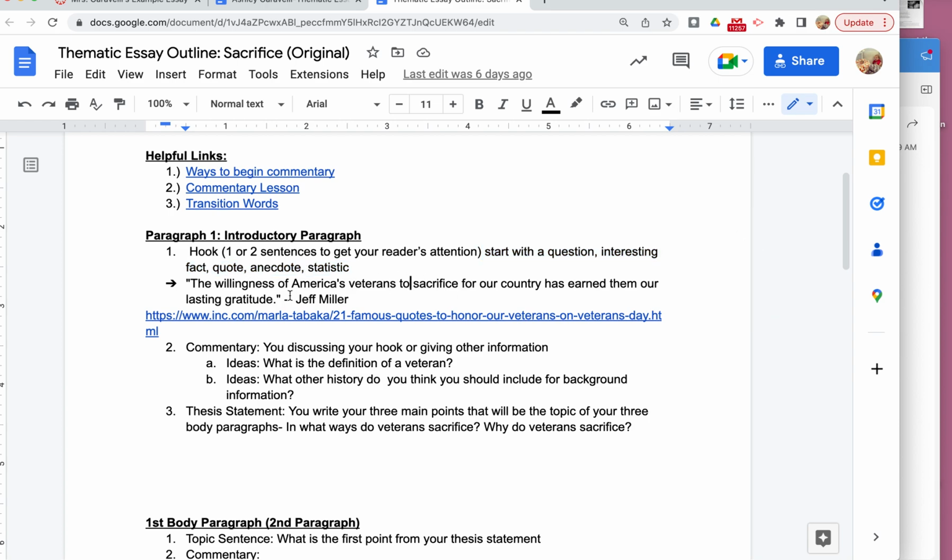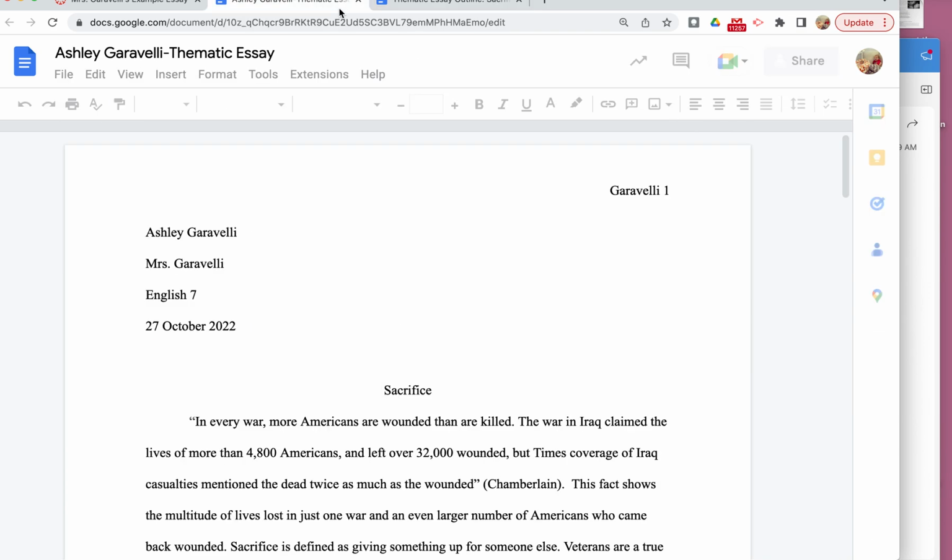Okay, so your hook. For this example, I chose this quote, and I put, "The willingness of America's veterans to sacrifice for our country has earned them our lasting gratitude." I picked this quote because it talked about sacrifice, and it was a quote that I thought was powerful and that I could talk about later on. Now I'm going to show you my essay.